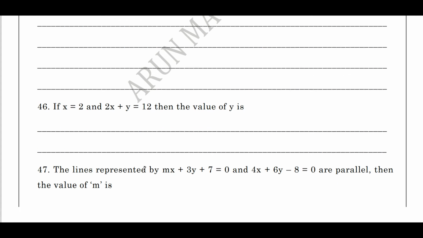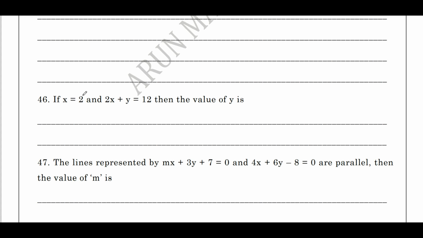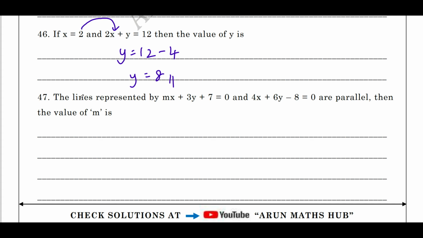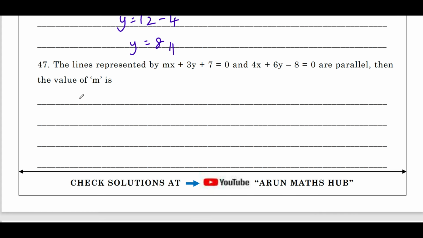45th question, finding the value of k. 46th question, substitute the value of x equals 2 in this equation to find out the value of y. y equals 12 minus 4, y equals 8. We need to find out the value of m for which the lines are parallel. The condition is a1 by a2 equals b1 by b2 not equal to c1 by c2.